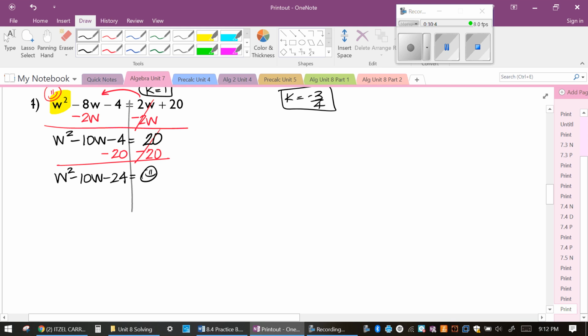If you haven't done this problem yet, please pause the video, check for GCF, and then see if you can factor this. Push play when you're ready.